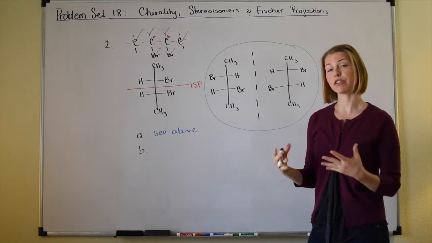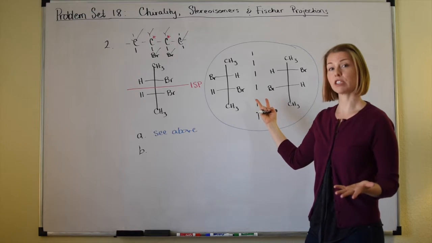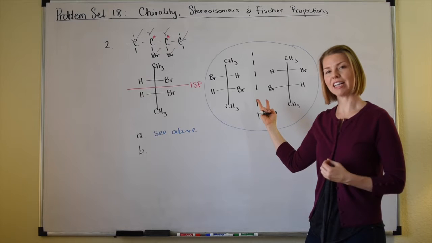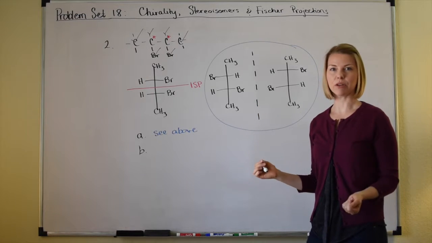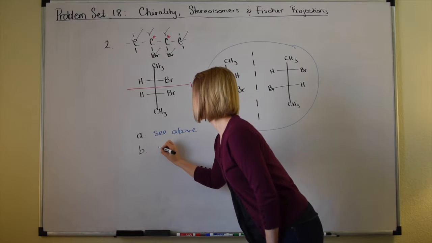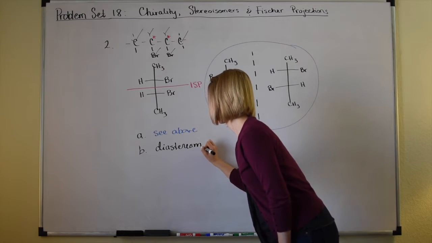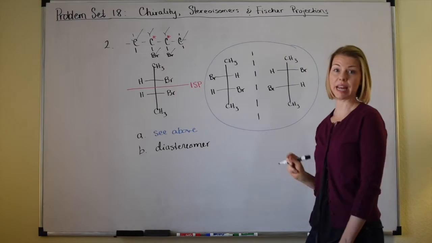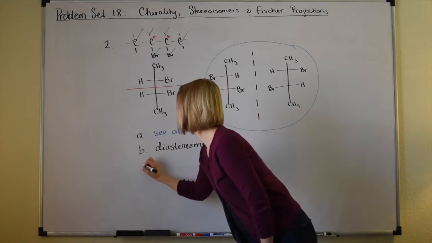Remember, enantiomer refers to a pair, and this is the pair already. So stereoisomers that are not related as enantiomers, remember, are called diastereomers. So this is a diastereomer of the two enantiomers. And part C.